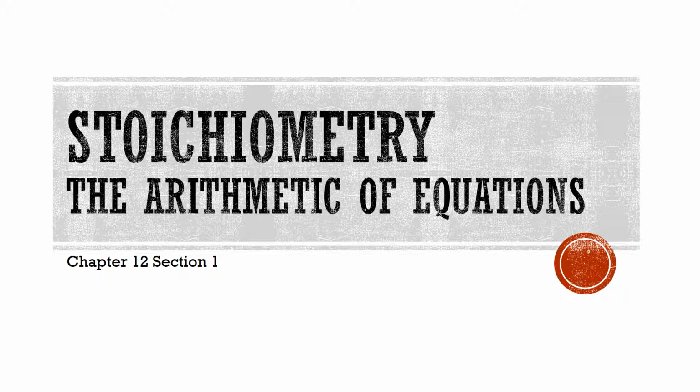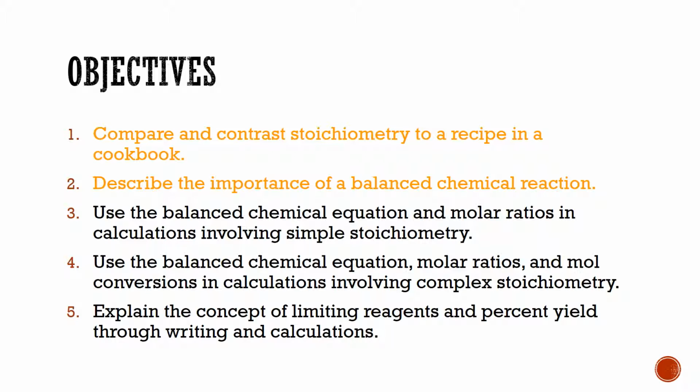Welcome everyone. Today we're going to talk about stoichiometry and the arithmetic of equations. Your objective for today is to compare and contrast stoichiometry to a recipe in the cookbook. So we're going to use a cookbook as an analogy. And then we're going to describe the importance of a balanced chemical reaction. You should already know how to balance chemical reactions. So that is one of the expectations coming into this video and the next chapter, which is chapter 12.